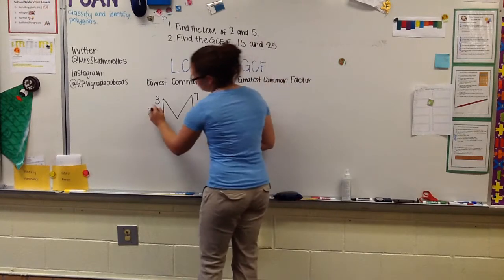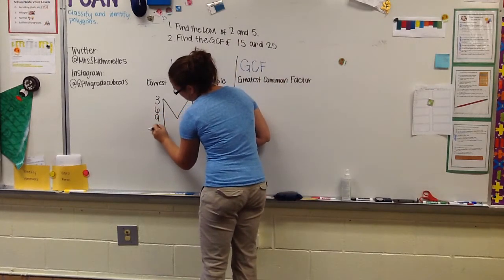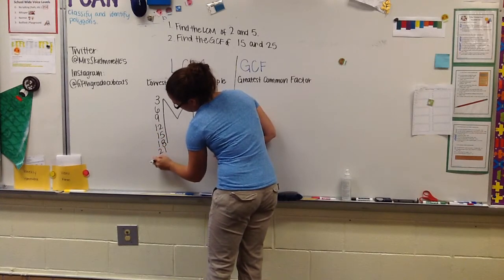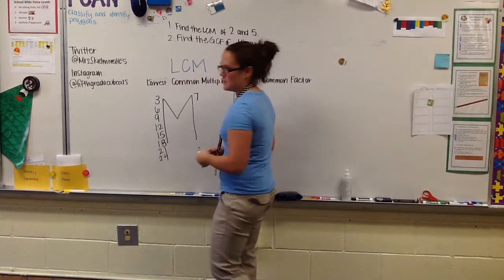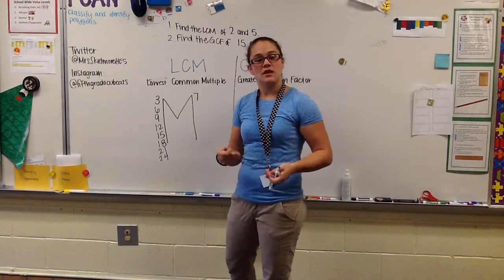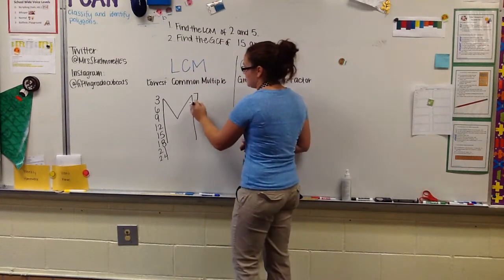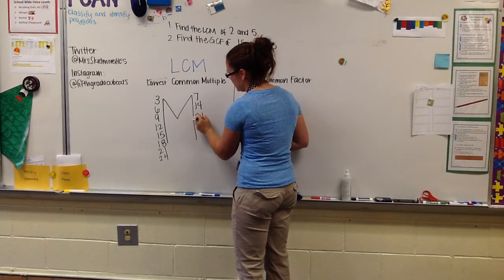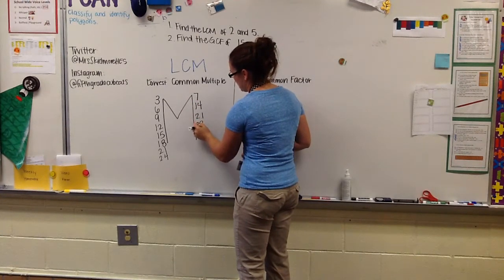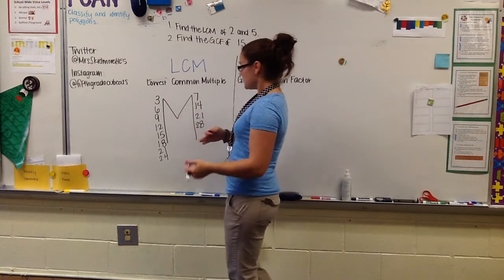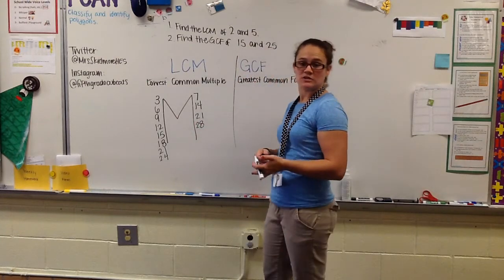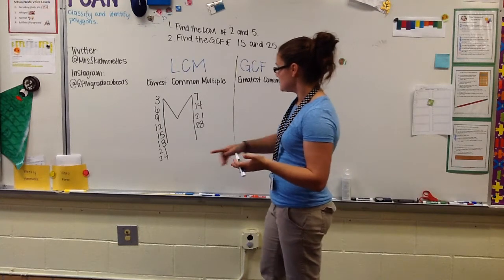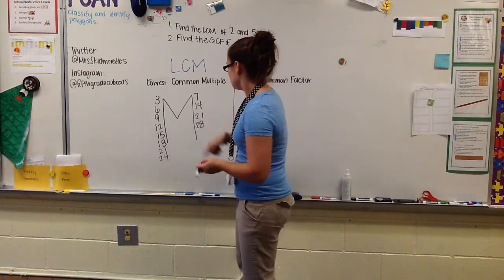Okay? So 3, 6, 9, 12, 15, 18, 21, 24. I'm going to stop there. And then I'm going to do the same thing over here at 7. I'm going to do 7, 14, 21, 28. Now, I'm going to look and see if I have any numbers that are the same in both of my columns. So you should notice that I have a 21 and a 21.